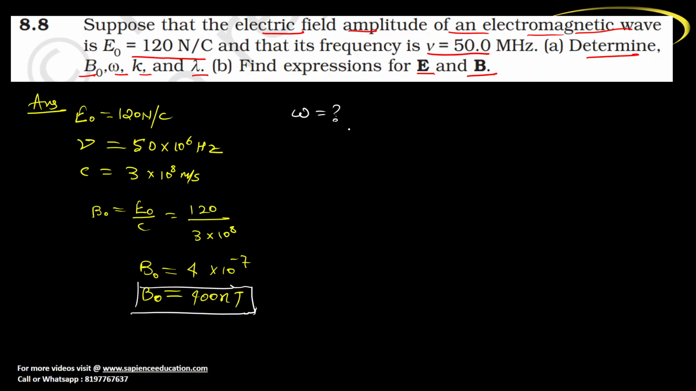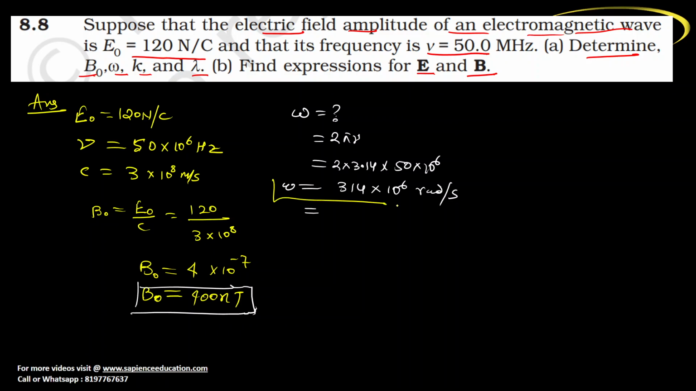It's again very easy. Omega means angular frequency. So angular frequency will be equal to 2 pi into frequency. So 2 pi means 2 into 3.14 into frequency. They have provided you 50 into 10 to the power 6 hertz. So this will be 314 into 10 to the power 6, right? So this is the radian per second. So I hope you have got the value of omega.